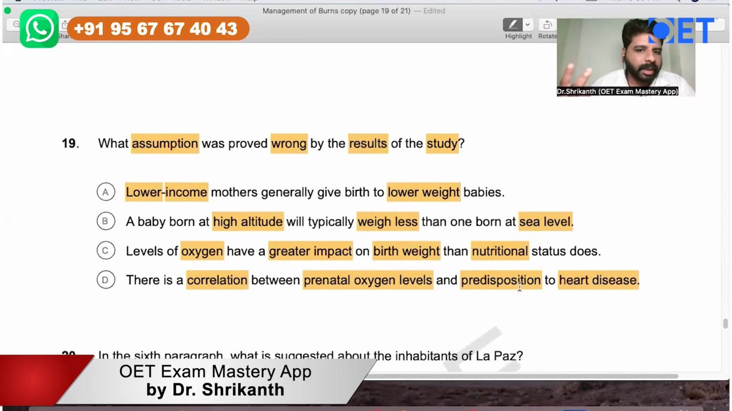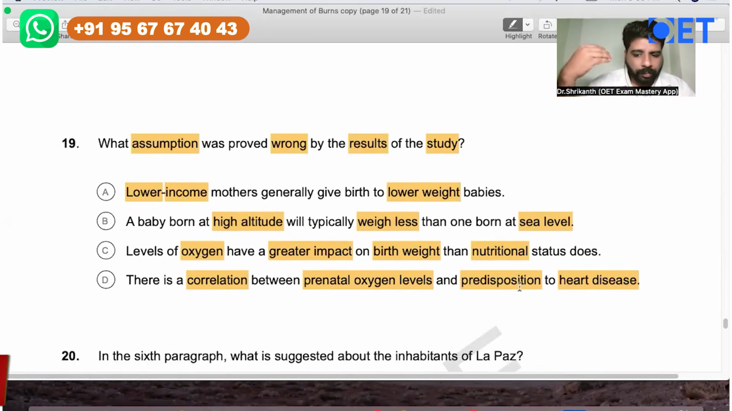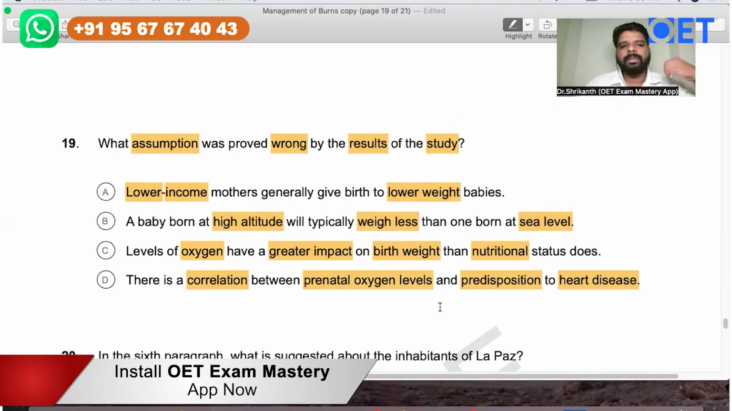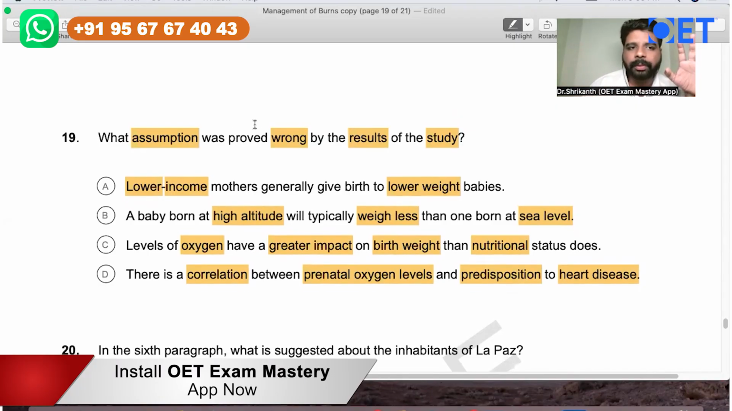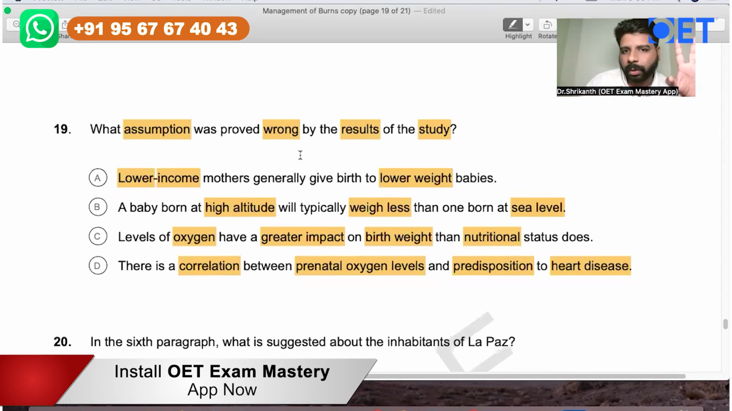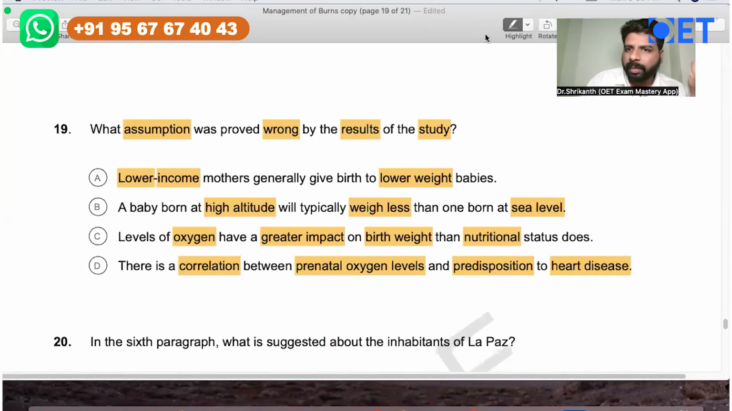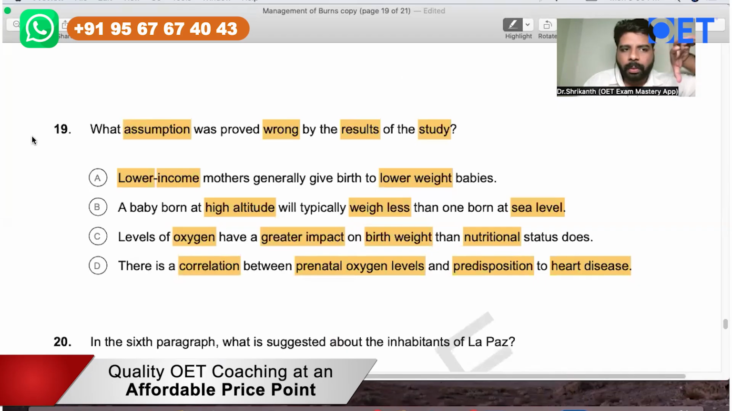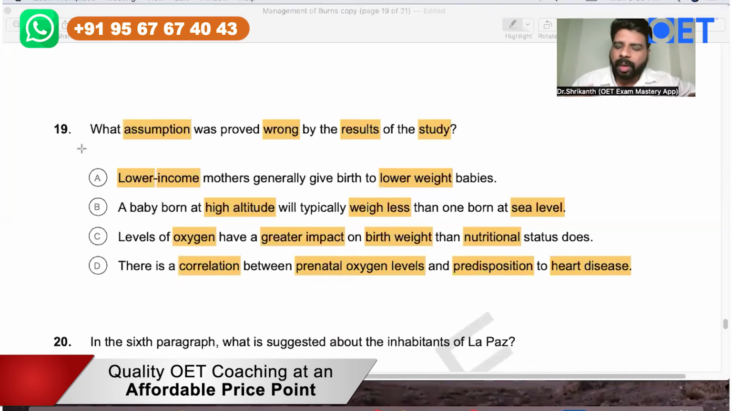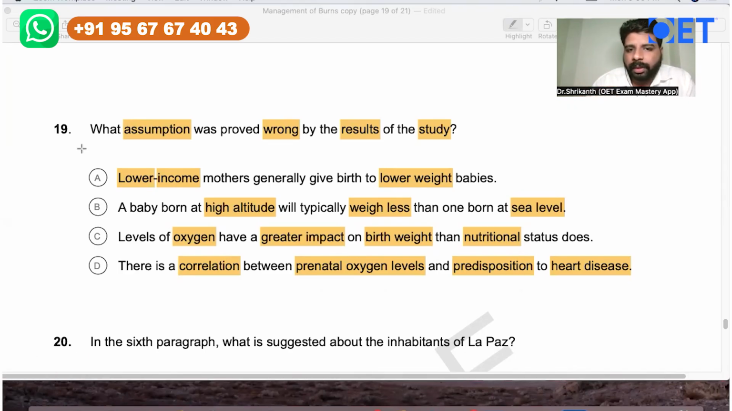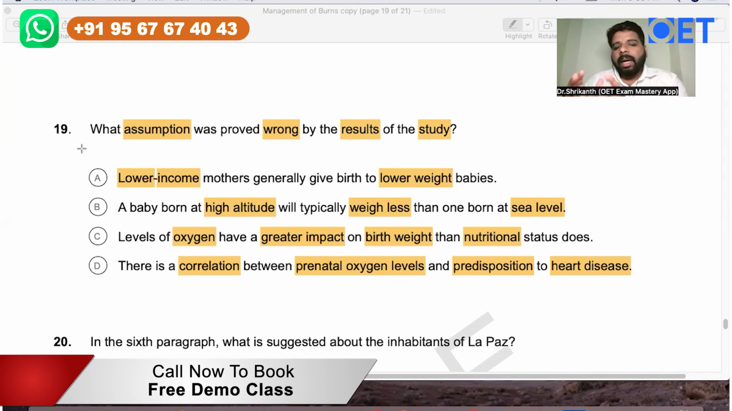You get 2 minutes per question. So when you get the question, with your pencil, with a calm, clear mind, you have to read the 19th question. What assumption was proved wrong by the results of the study? Lower income mothers generally give birth to lower weight babies and all that. As you go like this, identify the keywords, but more importantly, identify the verbs over here, the actions, and this is what will help us to eliminate the incorrect answer options.